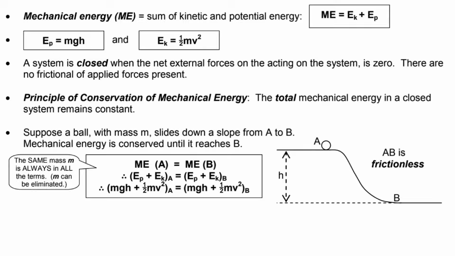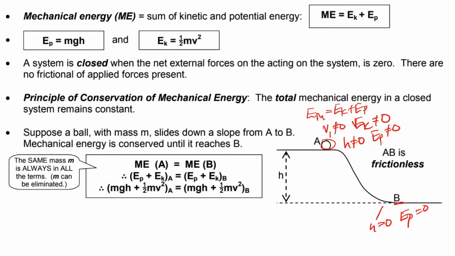Guys, another thing that I want to show you. Let's say this object is moving down. Its velocity is not going to be equal to zero because it's moving, right? Therefore the kinetic energy is not equal to zero. And because the height is not equal to zero, the gravitational potential energy is not equal to zero. So the mechanical energy here is equal to EK plus EP at point A. And then the object goes down. Here at the ground, the height is zero, which means the gravitational potential energy is zero.